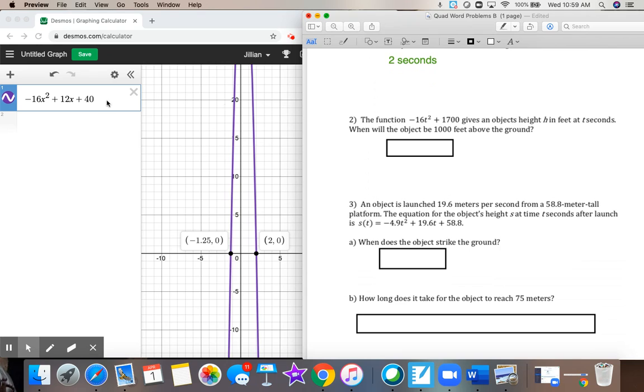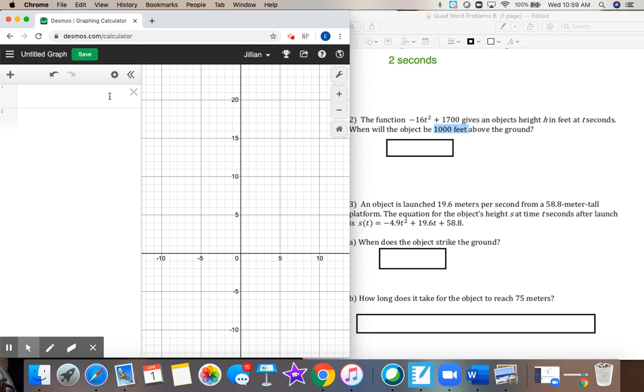Okay. All right, our next question. The function negative 16t squared plus 1700 gives an object's height, h, in feet at t seconds. So again, our height is our y value, and our seconds is our x value. So when will the object be 1,000 feet off the ground? So when, that's asking for seconds, will the object be 1,000 feet above the ground? So it gives us a y value, but we have to find the x value that goes with that y value.